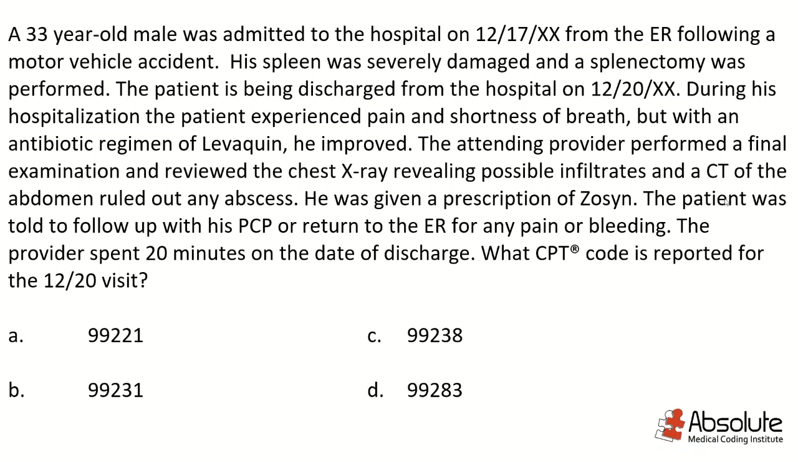The attending provider performed a final examination and reviewed the chest X-ray, revealing possible infiltrates, and a CT of the abdomen ruled out any abscesses. He was given a prescription of Zosyn. The patient was told to follow up with his PCP or return to the ER for any pain or bleeding. The provider spent 20 minutes on the date of discharge. What CPT code is reported for the 12/20 visit? And you have 2.5 minutes starting now.